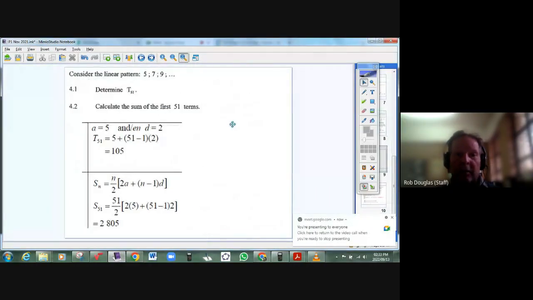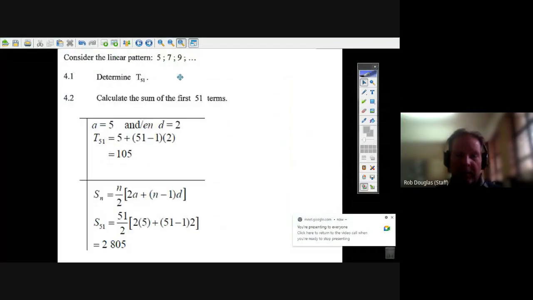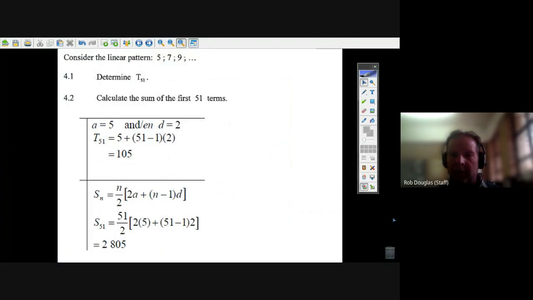Okay, we're going to look at question four here. Question four of the 2021 November national exam. And here it is. It's a linear pattern: 5, 7, 9. That means it's arithmetic. It's just going up by 2. They want you to calculate, determine the 51st term.